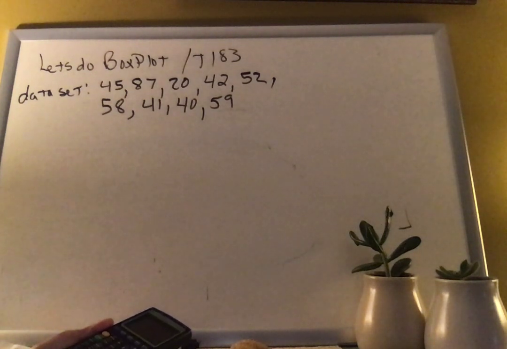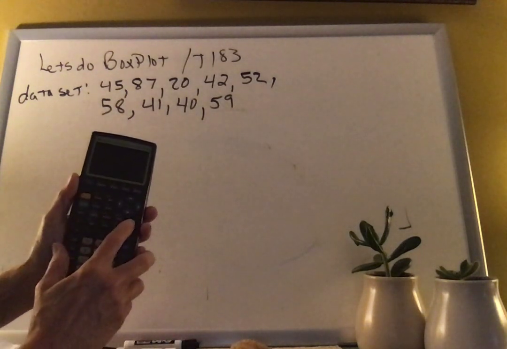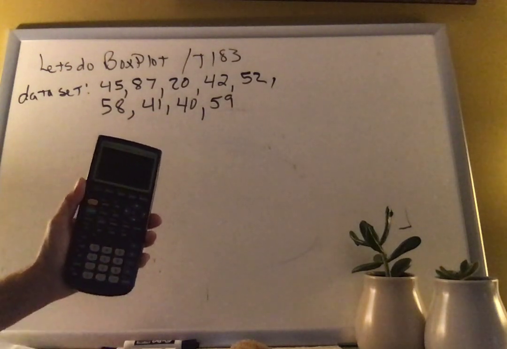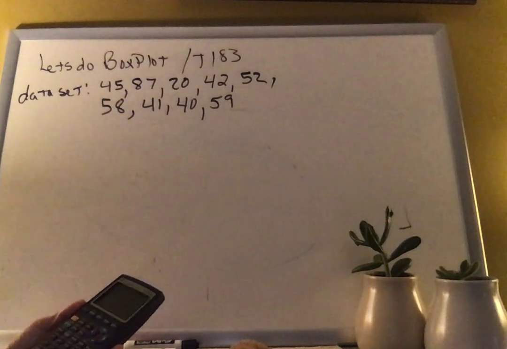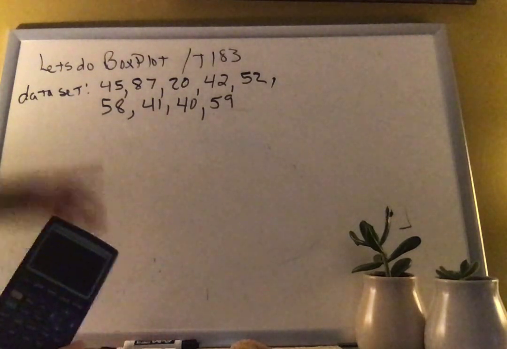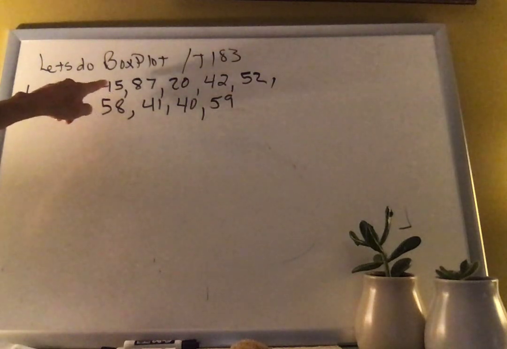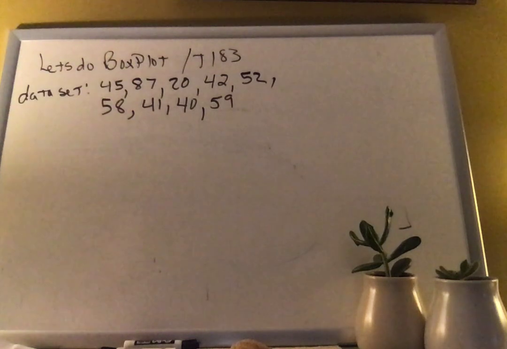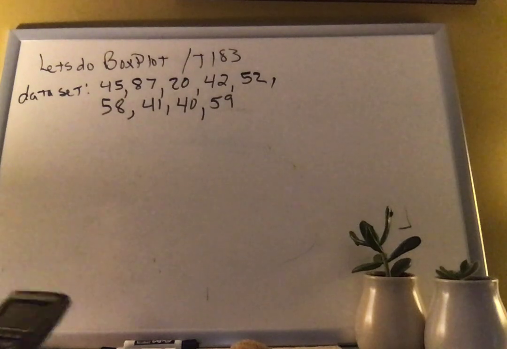But I want you to hit the clear button. Okay? Nothing happens until you hit enter. Then when you hit enter, it should have cleared out your data in L1, but the L1 title is still there. At this point, type in this data set. 45, enter. 87, enter. 20, enter. 42, enter. 52, enter. 58, enter. 41, enter. 40, enter. 59, enter.